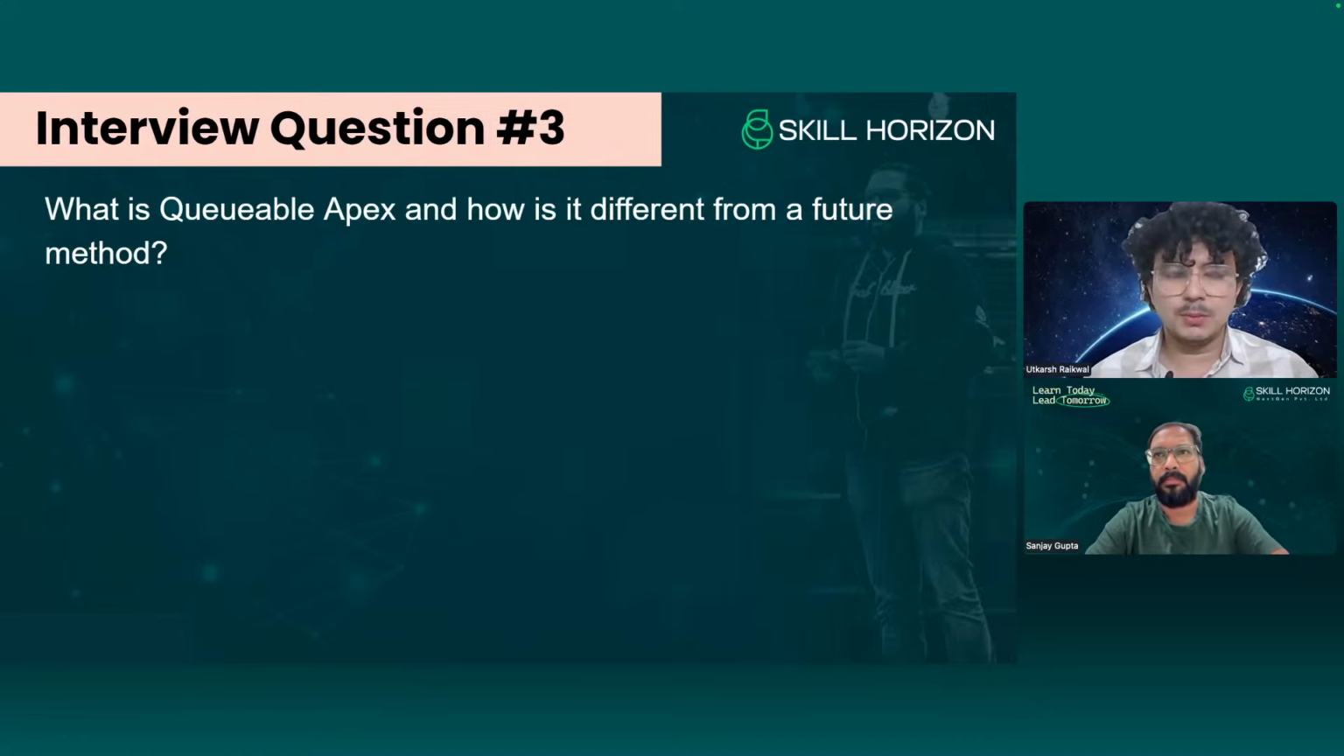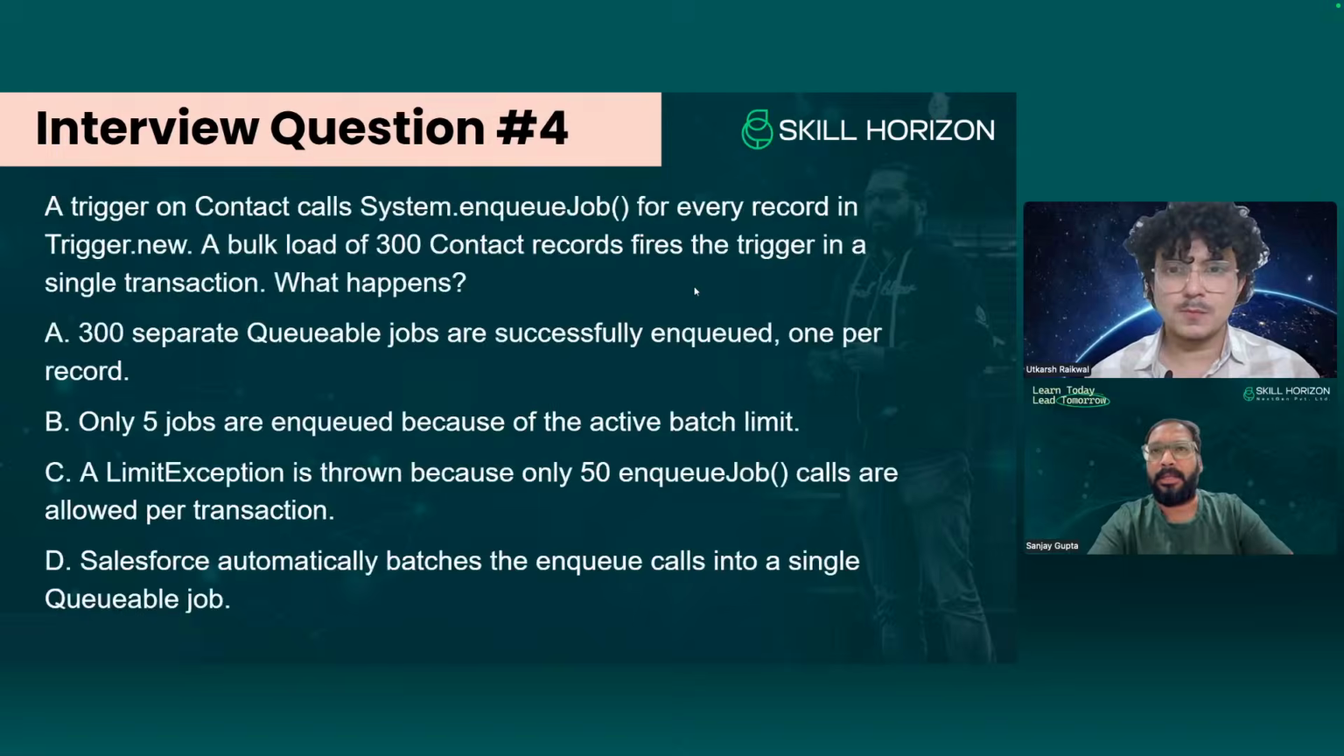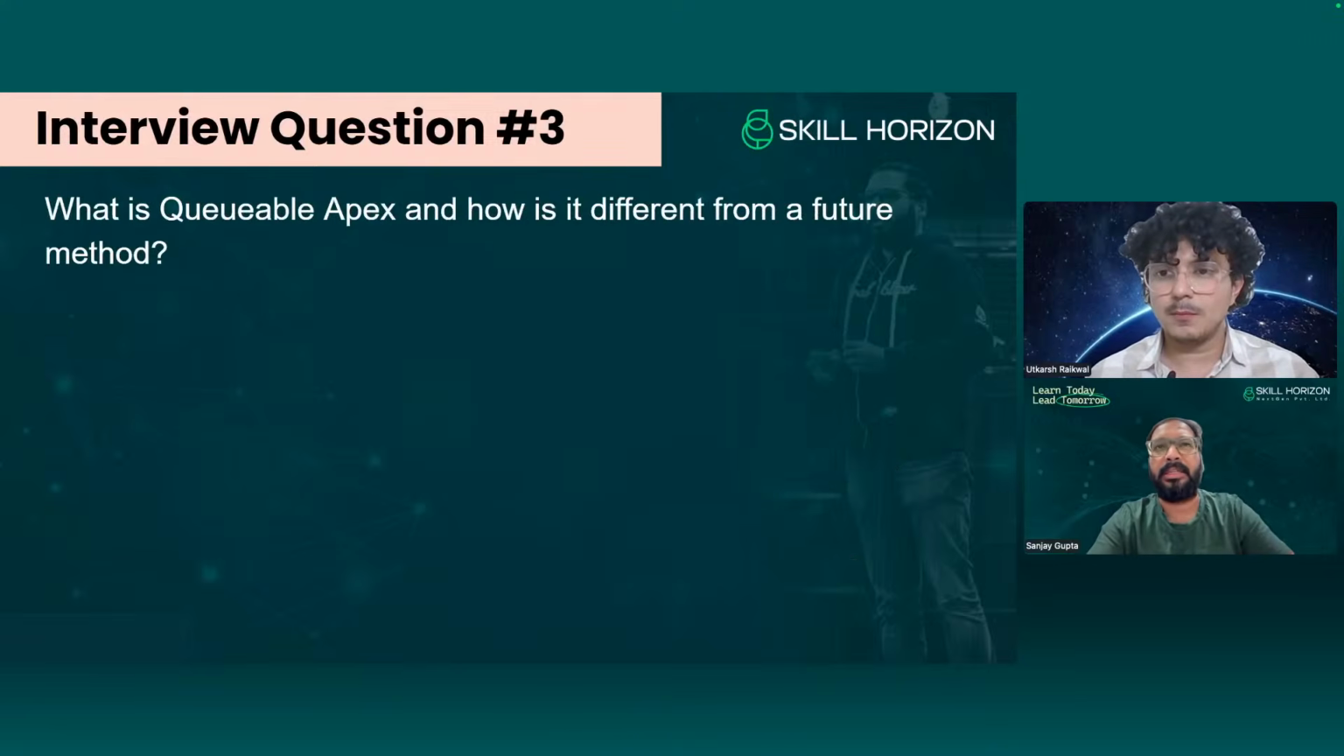How it is different from the future method: first, as in the previous questions, chaining is not allowed in future methods, but it is allowed in Queueable Apex. Second, you can pass complex objects as parameters in Queueable Apex, whereas you can only pass primitive data types or collections of primitive data types in the future method. Third, you can monitor Queueable Apex, since it returns an ID, whereas in the future method there is no way to monitor it. Yes, you are absolutely right. The three differences you mentioned, chaining, monitoring of the job, and the parameters we can pass, are the three major differences.